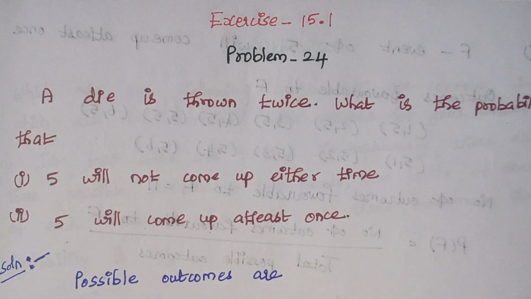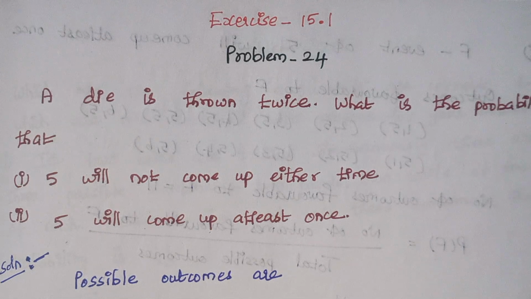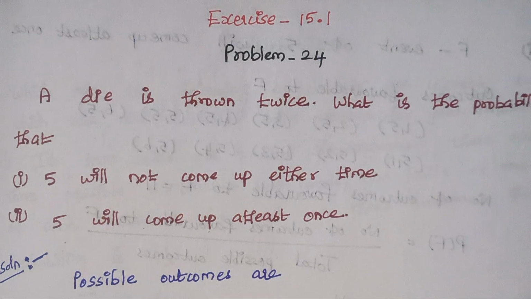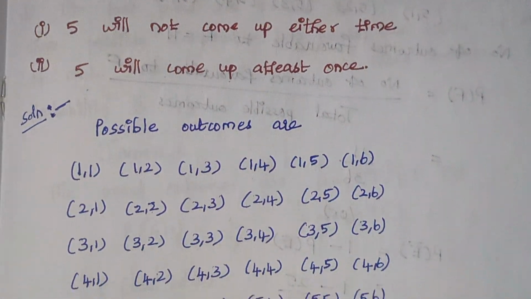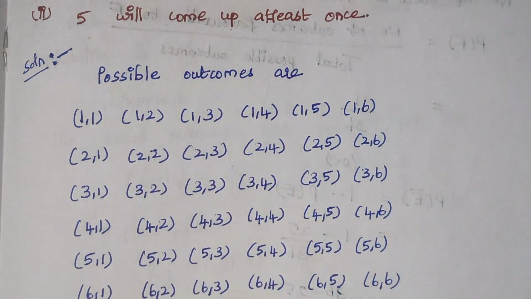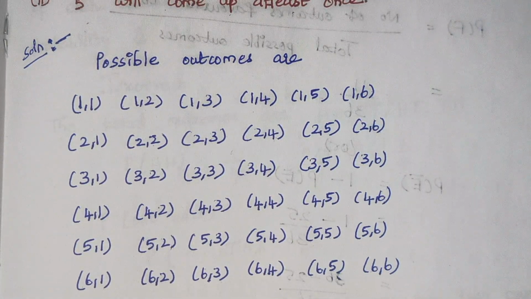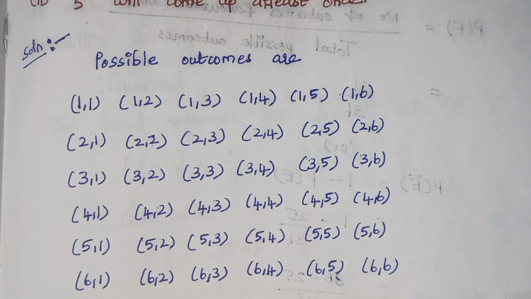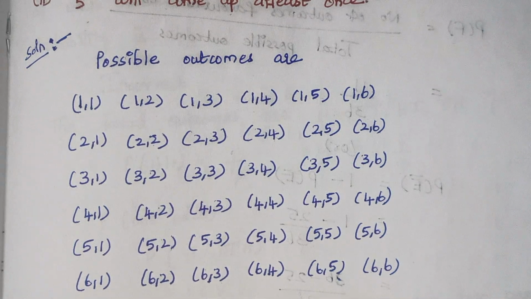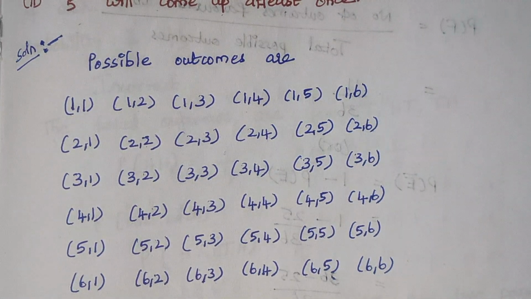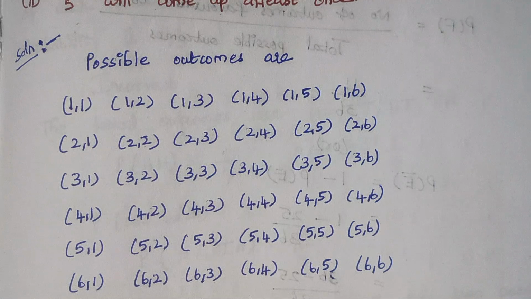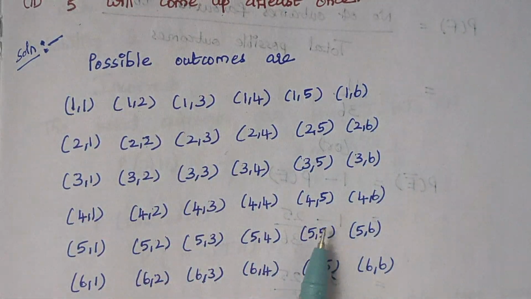So here, how many possible outcomes when 2 dice are thrown? Automatically we will be having 36 outcomes. So what are all they? These are all the possible outcomes when a die is thrown twice or 2 dice are thrown together. So here the first option is 5 will not come up either time. That is, you should not have 5 in the output.